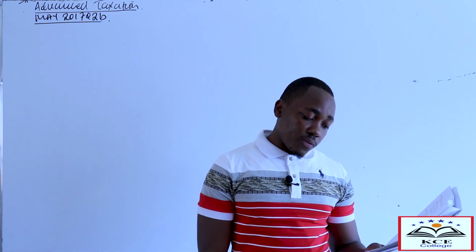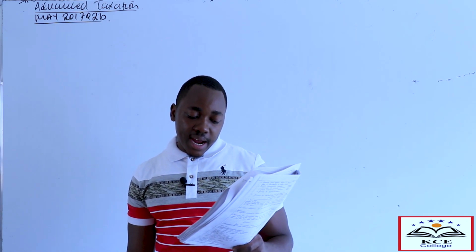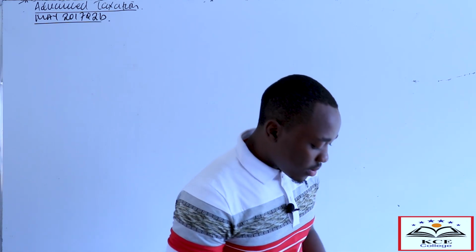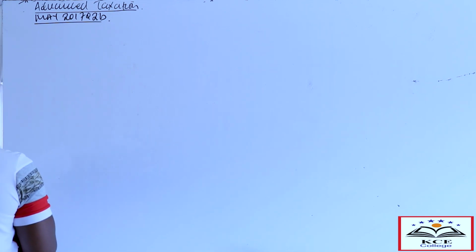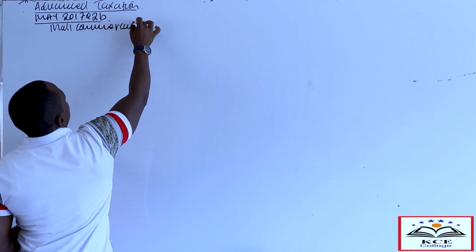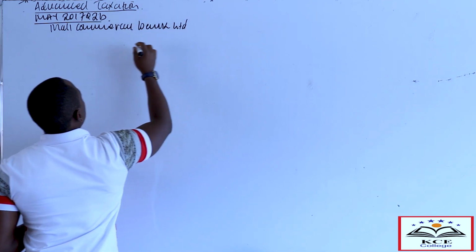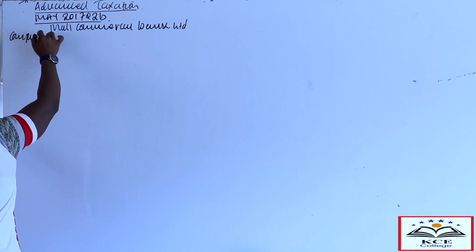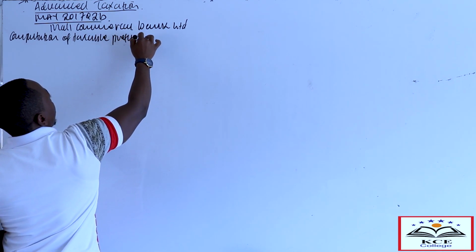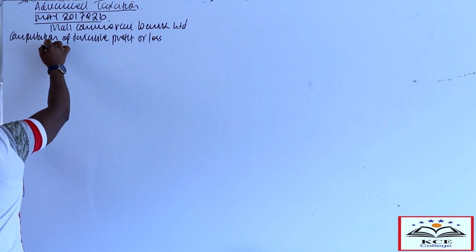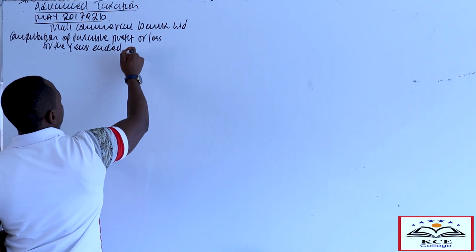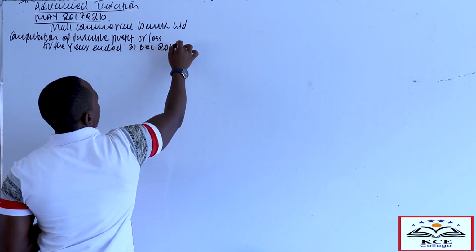A statement showing the taxable profit or loss for Mali Commercial Bank for the year ended 1st December 2016. Then number two, the tax payable or refundable by the bank. So how do we prepare that? So this is Mali Commercial Bank Limited. Computation of taxable profit or loss for the year ended 1st December 2016.